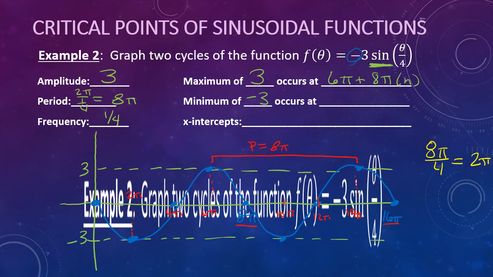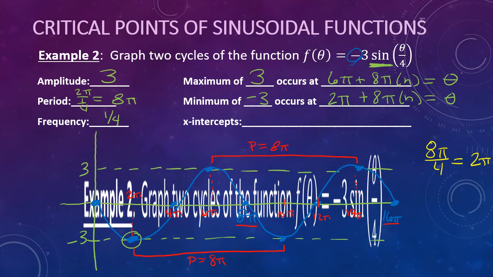My minimums occur right here, which is at 2 pi, plus, and again, the distance from one minimum to the next minimum is the length of one full period or one cycle of your graph, so that's going to be 8 pi as well. Both of these represent the theta axis, so they should both be equal to theta.